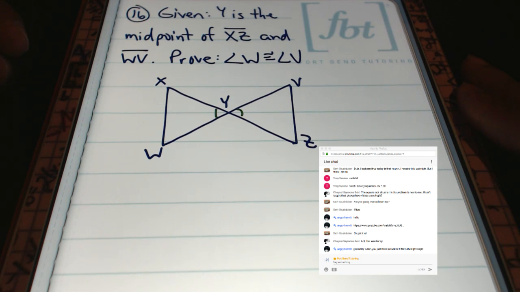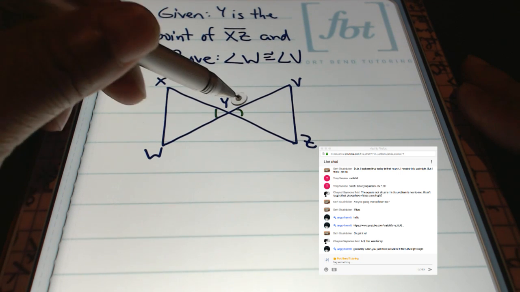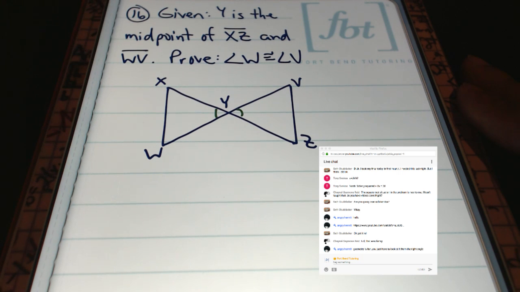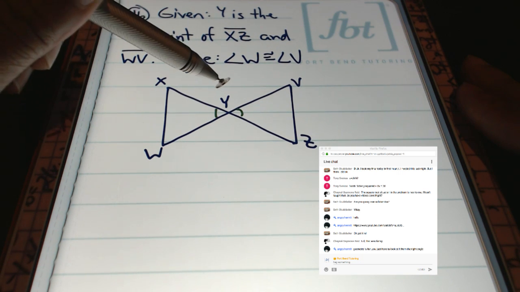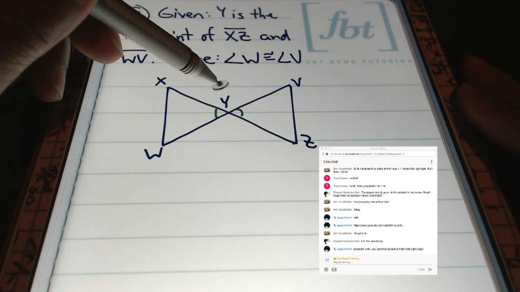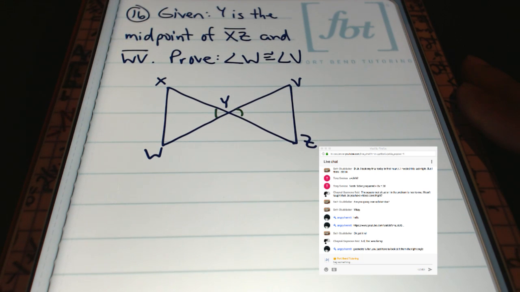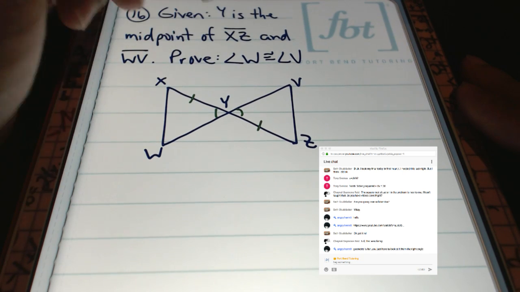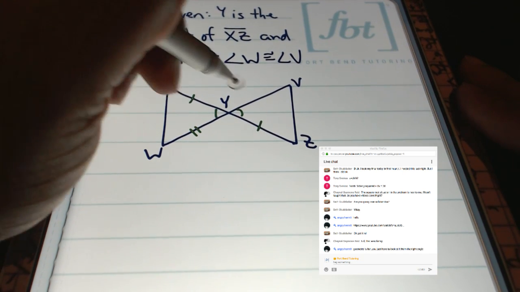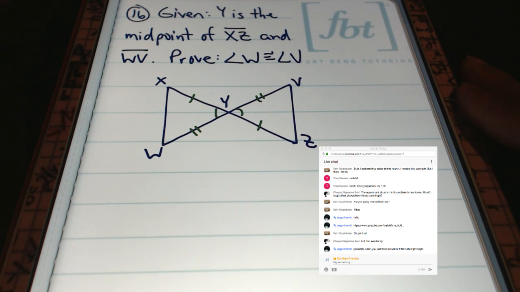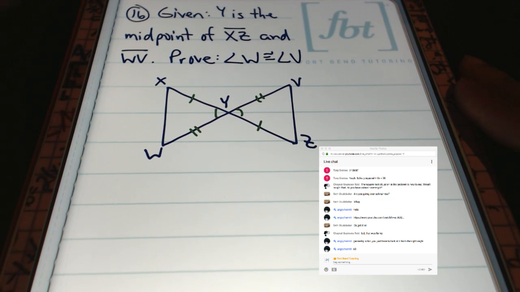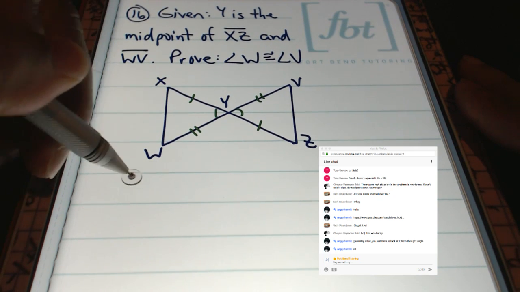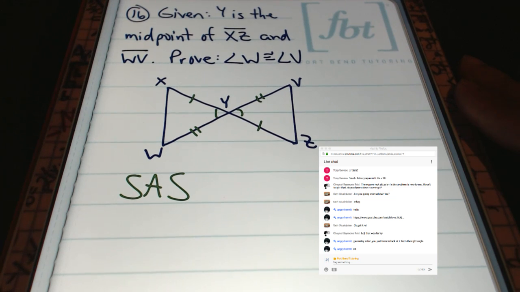Okay, so because of the vertical angle rule, guys, these opposite angles must be congruent to one another. Also, because point Y is the midpoint of XZ and WV, I can show that this half has to be the same as that half, and that this half has to be the same as that half. Now that we have this, guys, we can go ahead and prove that these two triangles are congruent to one another using the property side angle side.